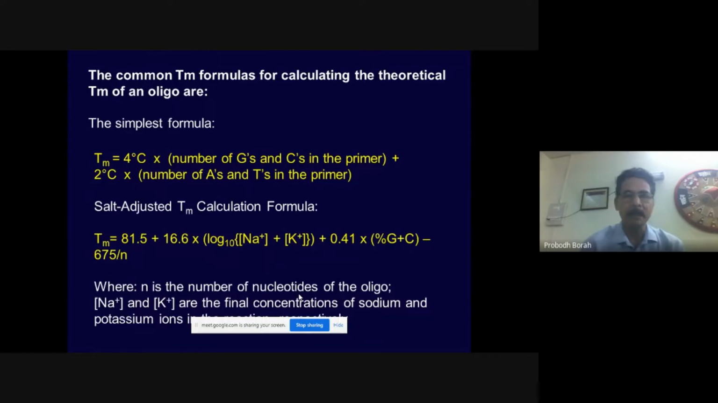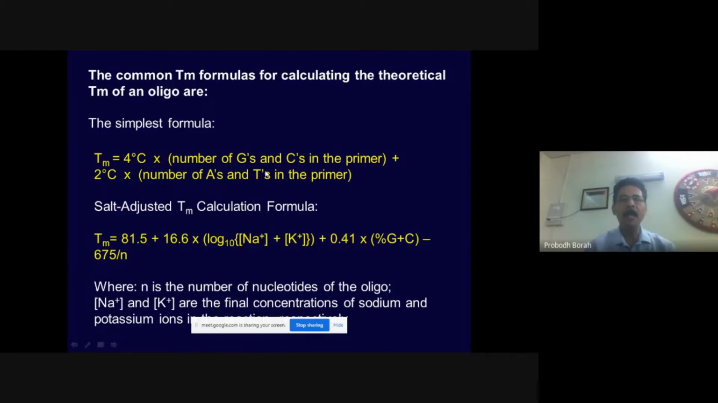the melting temperature. And therefore, a very simple formula for calculating melting temperature is given by this equation. Tm is equal to 4 degrees Celsius into the number of G's and C's in the primer plus 2 degrees Celsius into the number of A's and T's in the primer. So this is a very simple equation. But nevertheless, this equation may not give you the optimal values of the melting temperature.